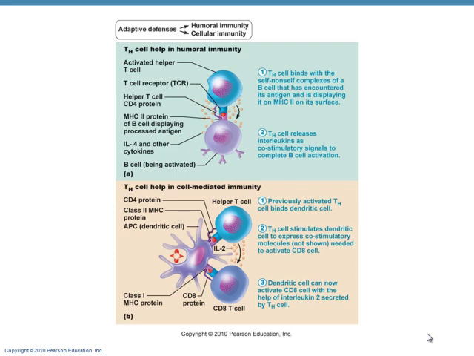So helper T cell stimulates dendritic cell to express co-stimulatory molecules needed to activate CD8 cells. Dendritic cells can now activate CD8 cells with the help of interleukins secreted by helper T cells. So again, without the helper T cells, nobody would know what they needed to do. Coordinates the whole immune response.